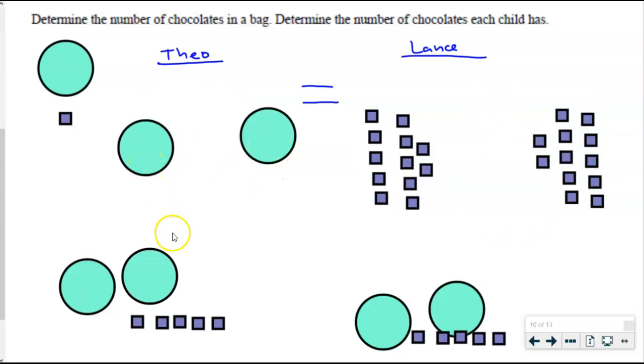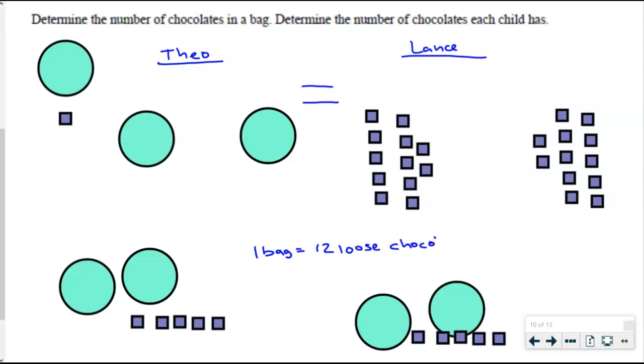So, how many loose chocolates of Lance's match one bag of Theo's? 12. One bag is equal to 12 loose chocolates. Yes, Jada. And now you realize, wow, that was really easy. I could have done that just fine, huh?